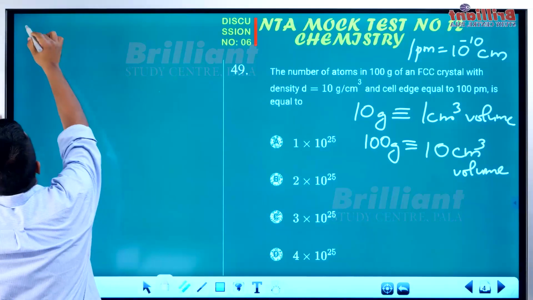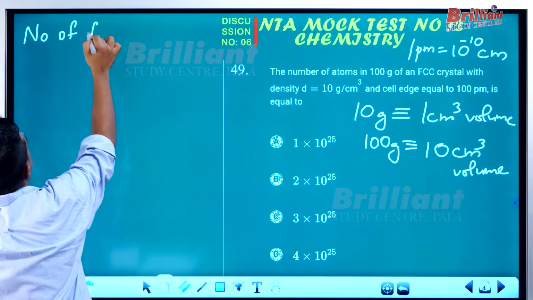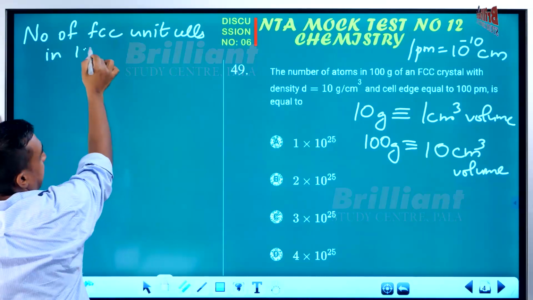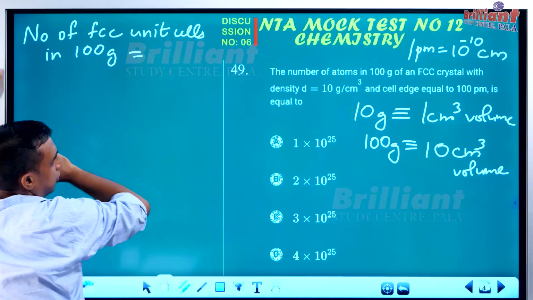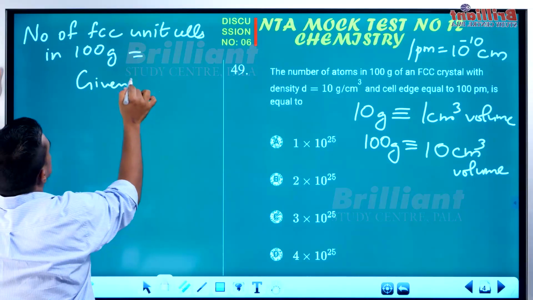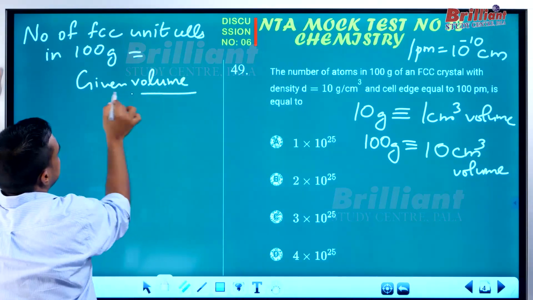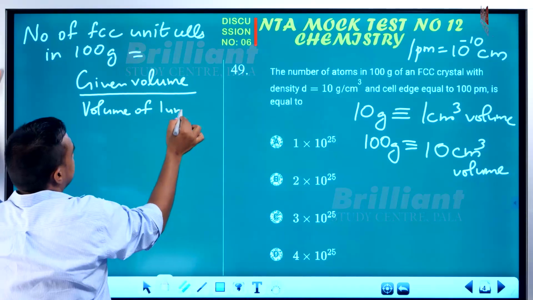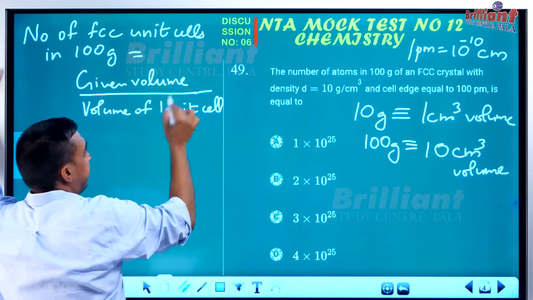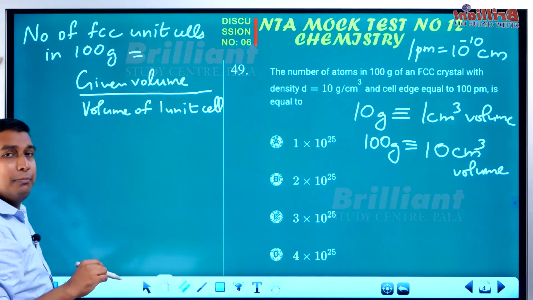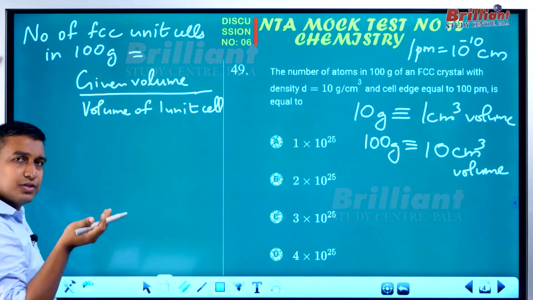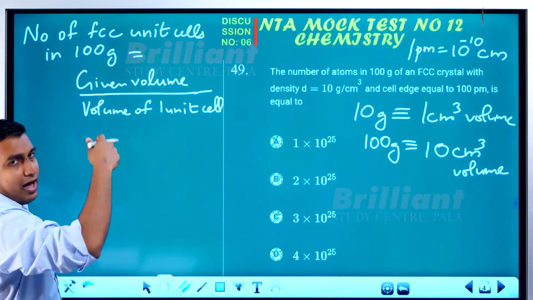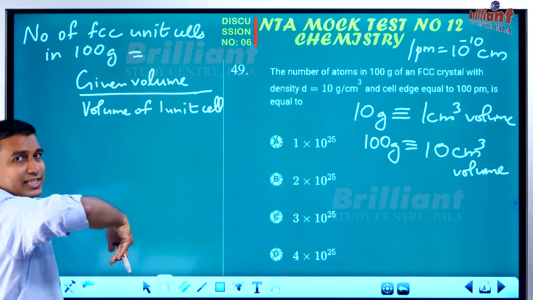Now, number of FCC unit cells in 100 gram is equal to given volume divided by volume of 1 unit cell. If I divide this, I will get the number of FCC unit cells. But what is asked is the number of atoms in 100 gram, not the number of FCC unit cells. We will first find the number of FCC unit cells in 100 gram.